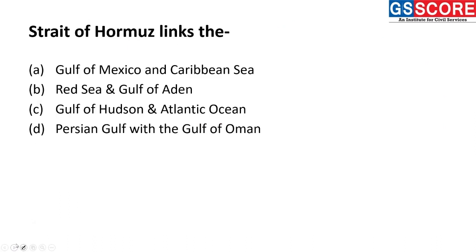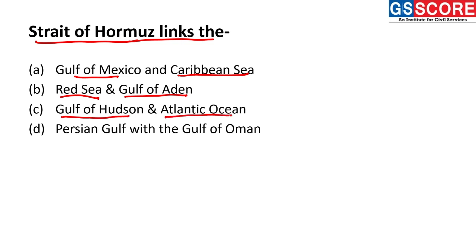Now, moving towards the next question, we have the Strait of Hormuz. The Strait of Hormuz links which of the following options? Statement 1 is Gulf of Mexico and Caribbean Sea. Statement 2 is Red Sea and Gulf of Aden. Statement 3 is Gulf of Hudson and Atlantic Ocean. And statement 4 is Persian Gulf with the Gulf of Oman. We will look at all the straits one by one.